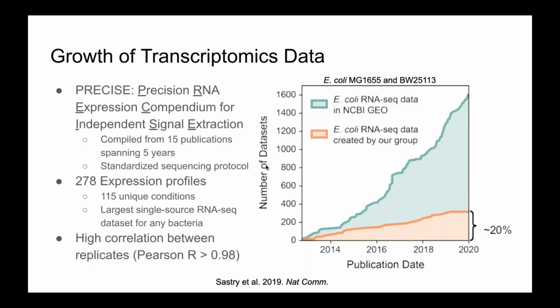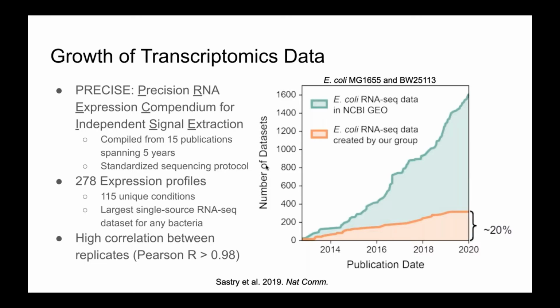So I decided to take all of this data, put it together into a compendium that we named PRECISE. So PRECISE contains 278 different expression profiles spanning across over 100 unique conditions. And this is the largest single source RNA-seq dataset for any bacteria. And as the name suggests, this is a very high quality dataset.